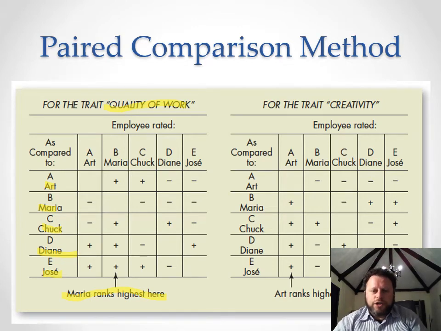Right? For the trait of creativity, again, we're going to compare these people to each other. Then we look downwards and we see that Art has the most pluses. He ranks the highest for this trait. So again, we're ranking people. This is ranking, but it's a lot more objective. What is bad about it? It takes much longer, right? Imagine you have 50 people. You just really can't do it. You could with a computer or even a spreadsheet, but it just would take a very long time. But much more objective.